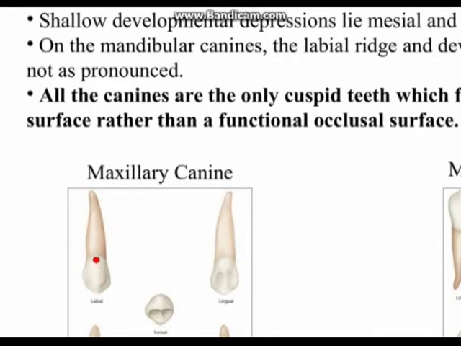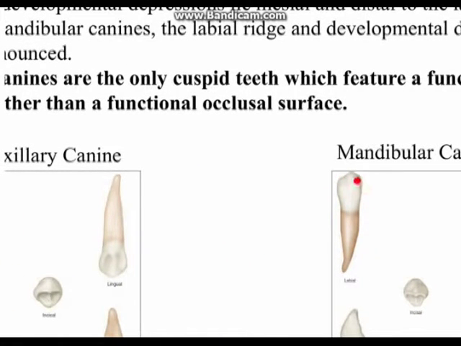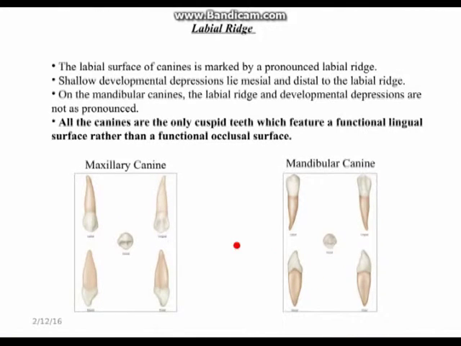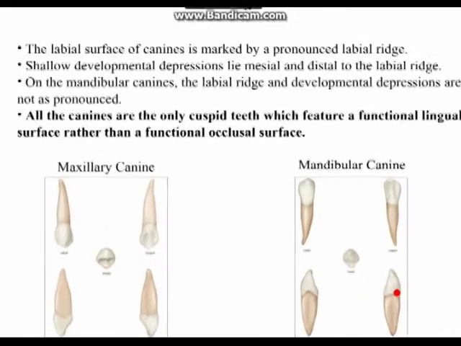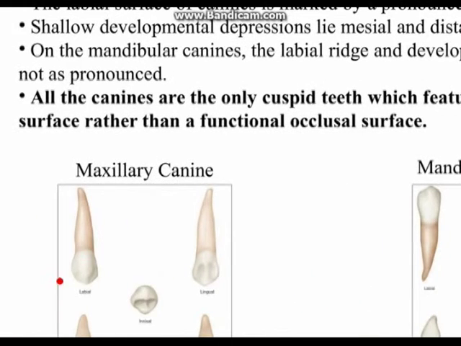Okay, over here. You can see in the middle, this is the labial part. And right in the middle over here, you can see that it's bumping out, right? And then you got like two little dips on the mesial and distal. So this in the middle is called the labial ridge. It's prominent, okay? And it's only confined to the canines, maxillary or mandibular. It has shallow developmental depressions that lie mesial and distal to the labial ridge. Just those depressions that I showed you. So we got the labial ridge in the middle, and then we got developmental depressions on the mesial and the distal. It goes for the maxillary and the mandibular.